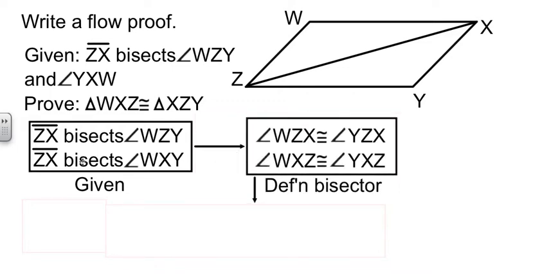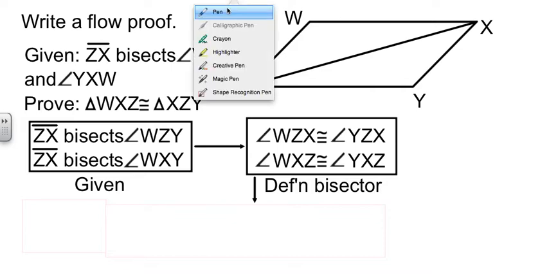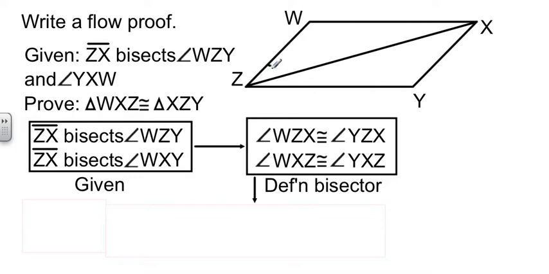Okay. Well, what does it mean to be a bisector? It means that we get two congruent angles here. We get these two angles are congruent, WZX and YZX, and also those two angles, WXZ and YXZ. Just because we know this is a bisector, that means we get two sets of equal angles. Okay.